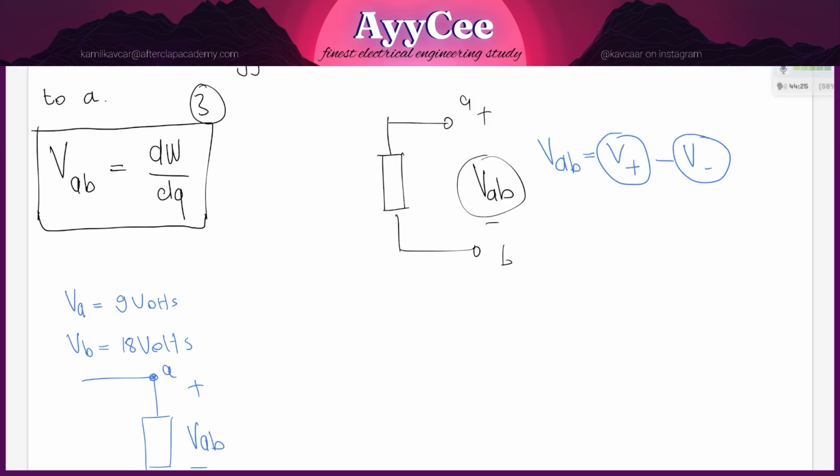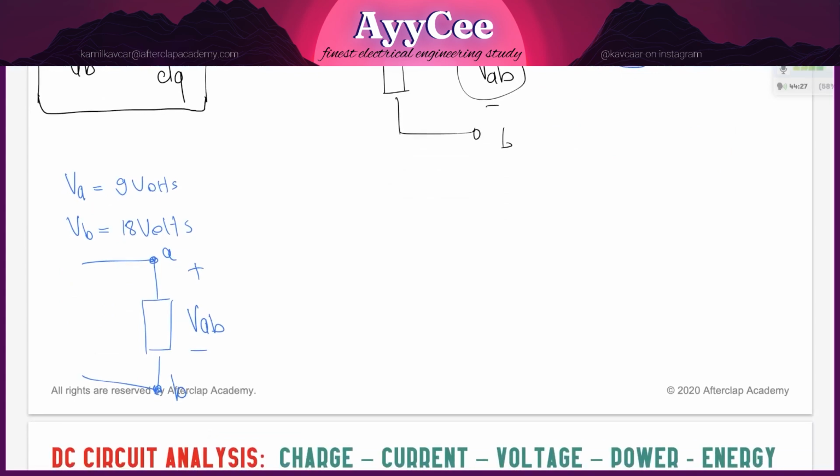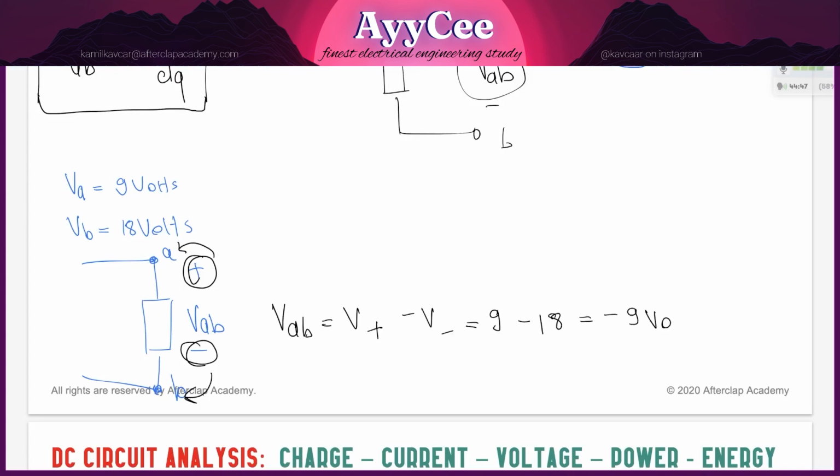Then how do we calculate the voltage across this element? I'm just simply going to say that VAB is going to be equal to V plus side minus V minus side. So the plus side of the polarity represents VA, so that is going to be 9 volts, minus the negative part, which is representing point B, so that's 18 volts, so minus 18. In the end, I'm going to have minus 9 volts.